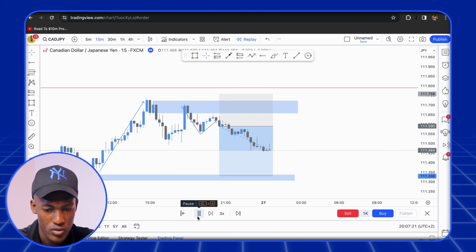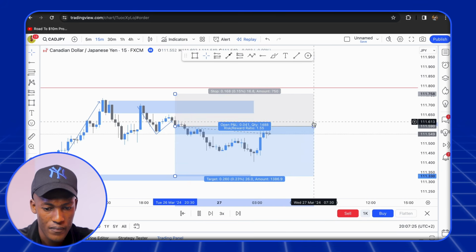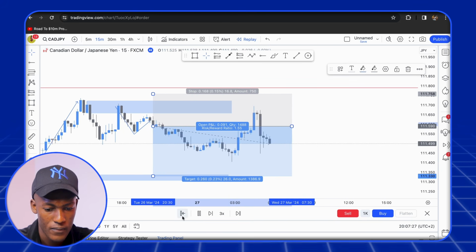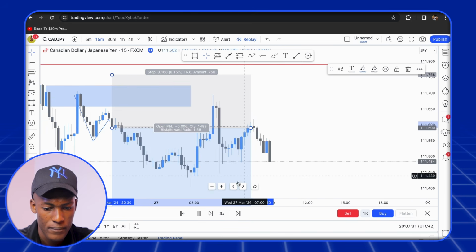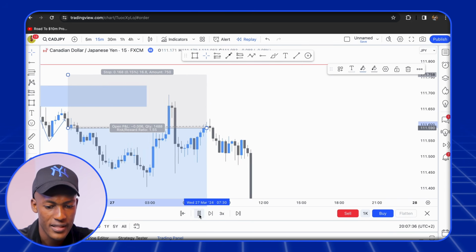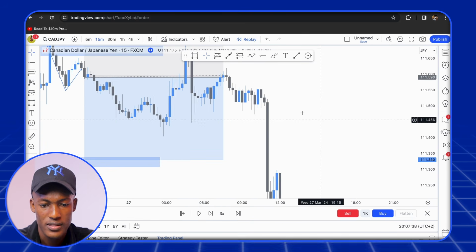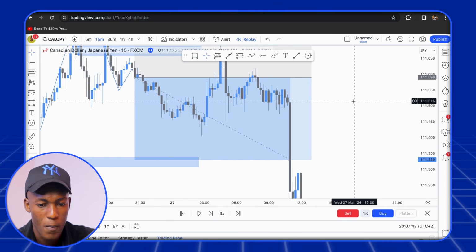Okay, we can see the price dropping down insanely. Let me just stretch this. Okay, almost got stopped out. Okay, pretty good. All right, there we go. Price broke out of our area and our take profit was smashed.